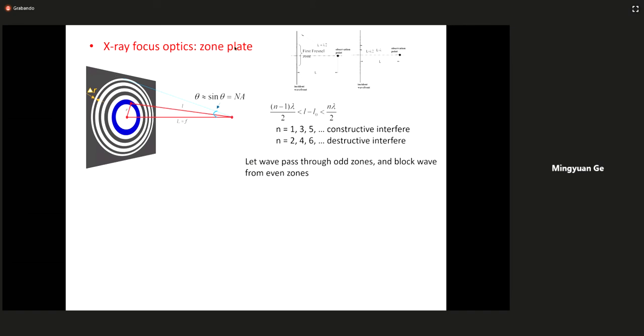So this is just the mechanism of this zone plate, how it works. Remember previously, we saw this Fresnel zone. The wave coming from the first Fresnel zone will constructively interfere. But the extended wave from the second Fresnel zone will destructively interfere. So we use materials to block this part. Only waves which can constructively interfere pass through the zone plate. That's why we have this kind of alternating structure of the zone plate.